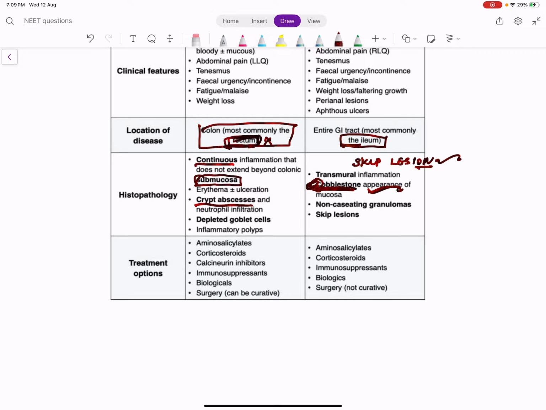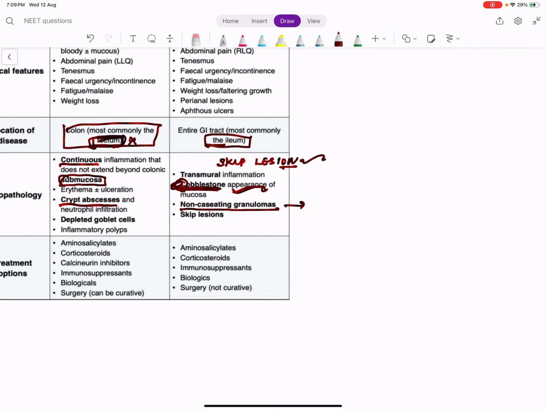Then non-caseating granuloma. Caseating granuloma is tuberculosis. There are some diseases causing non-caseating granuloma like cat scratch disease, sarcoidosis, etc. One of the diseases is Crohn's disease. Crohn's disease causes non-caseating granuloma. So if histopathology is given, all these things you have to find out, right?